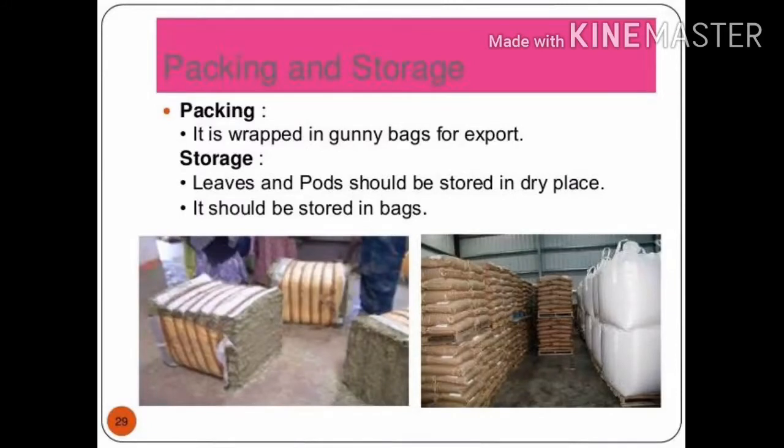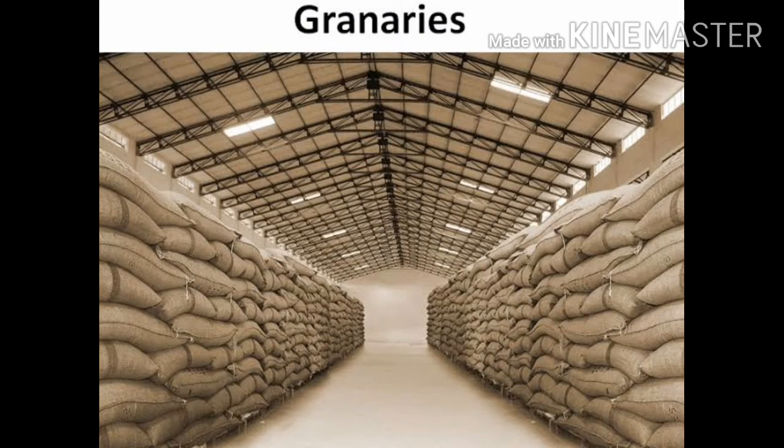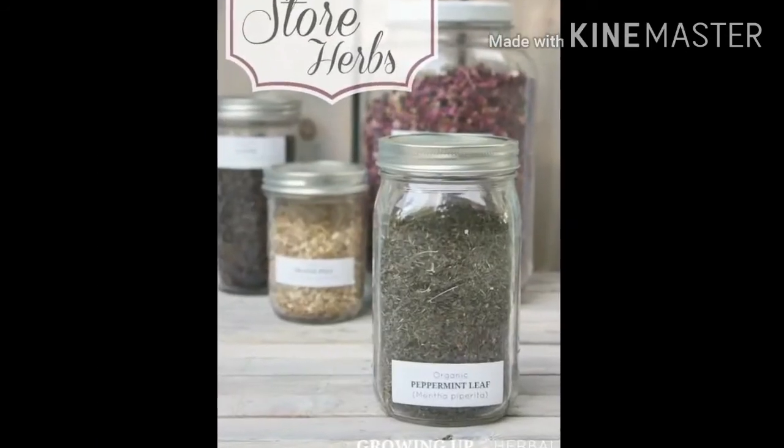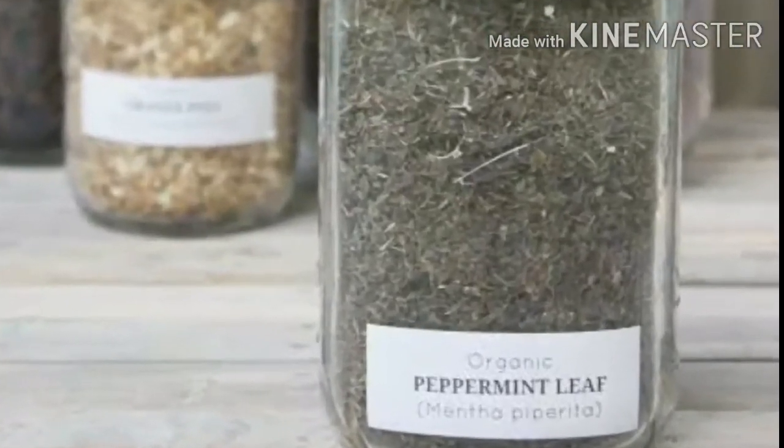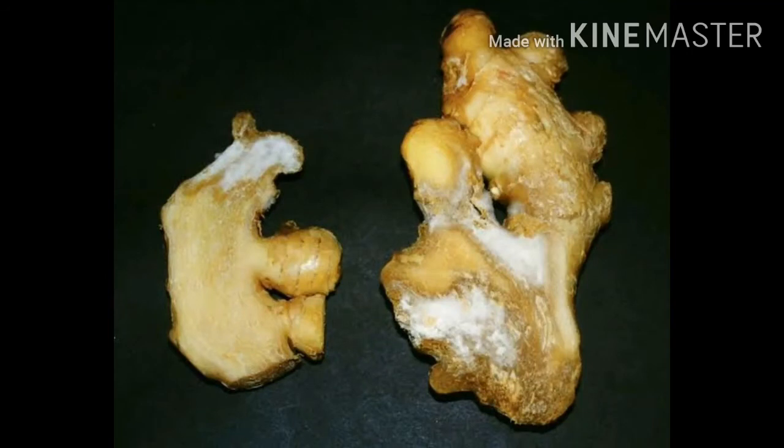Storage: the packed dried leaves are kept in a cool, dry place away from sunlight. Label the container properly with the name of the plant and the date when it was collected. Do not use any stored herbal plants which have molds or fungal infections or are discolored.